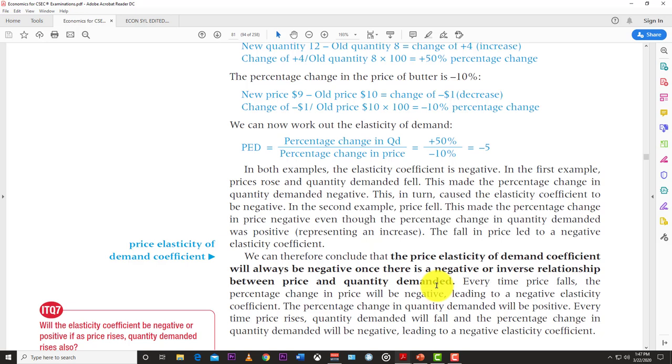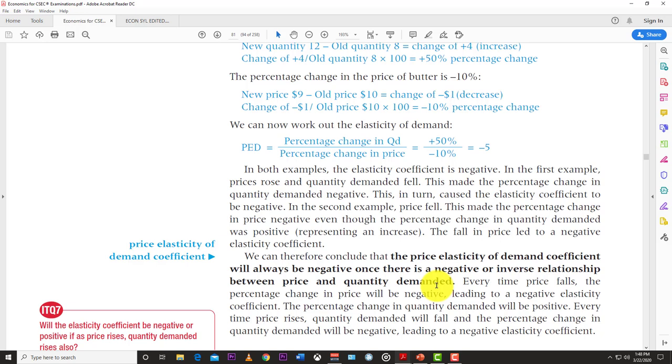So what I'm telling you really and truly is don't worry about negative and positive. It will always be negative, no matter what, because price and demand have a negative relationship. And that is why the demand curve is sloped negatively. So don't worry about this saying negative and get frightened. That doesn't mean the demand's wrong. That's just how it is.